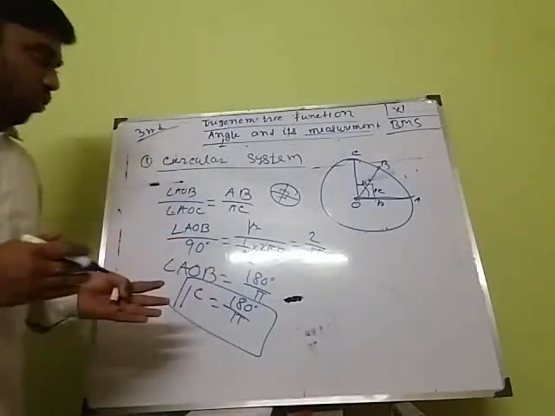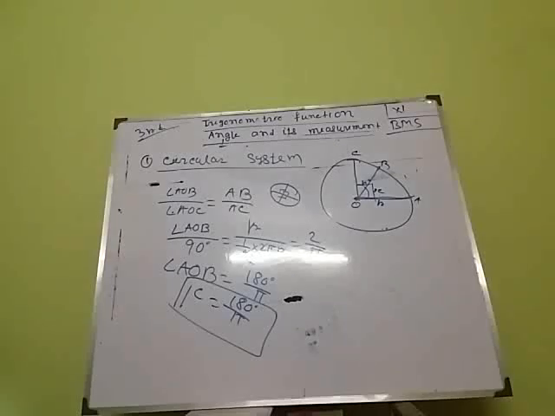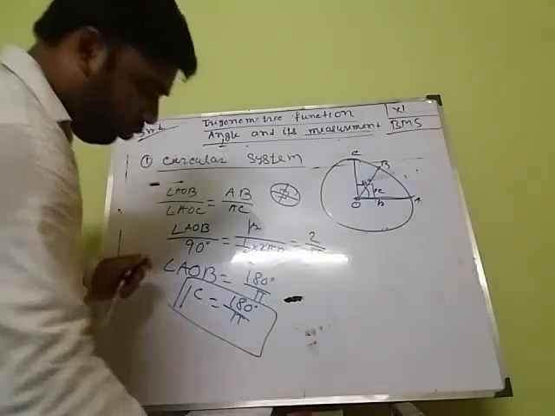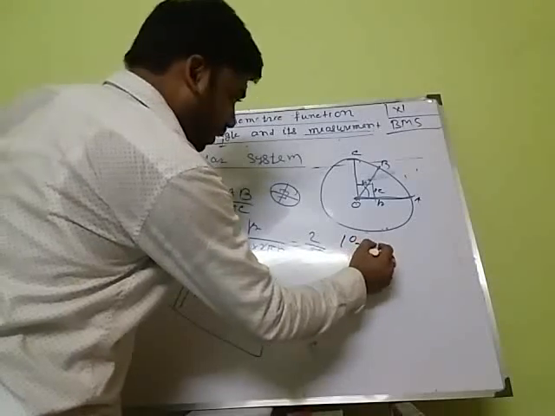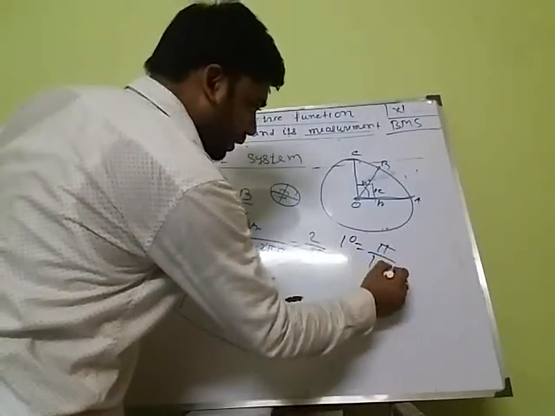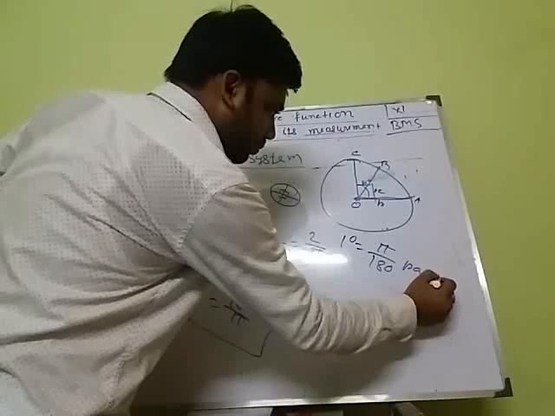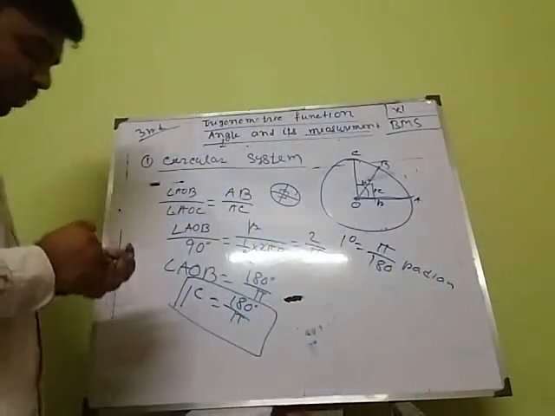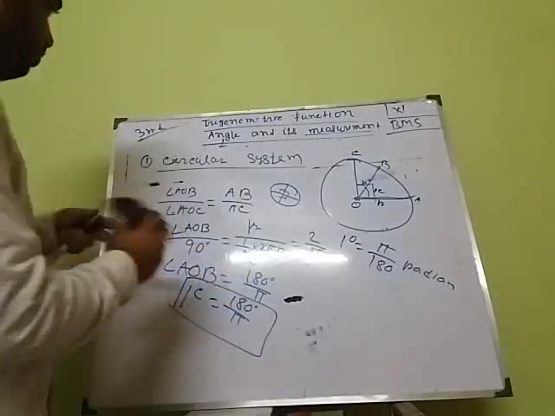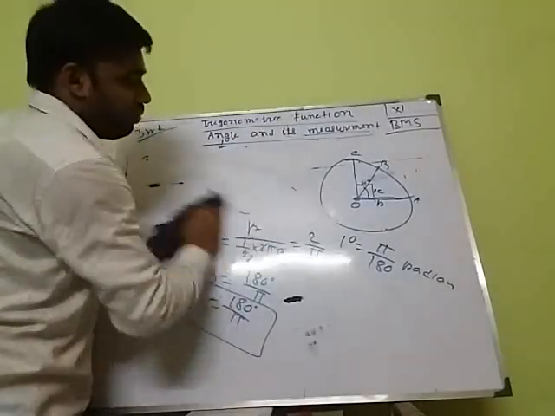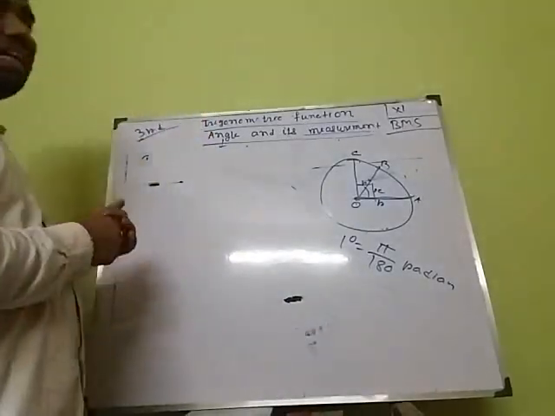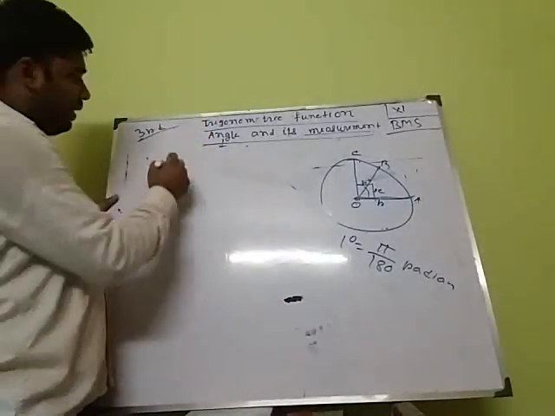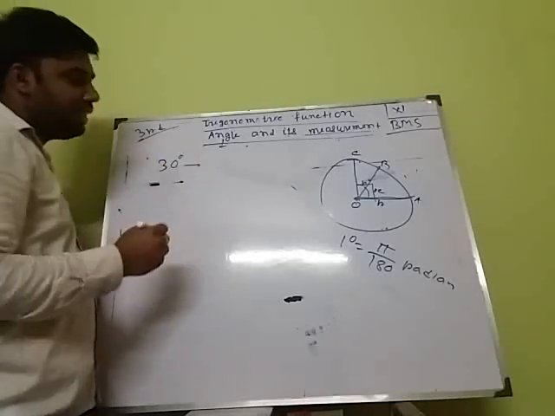Next, we have to learn. The relation is 1 radian equals 180 degrees by pi. That is, 1 degree equals pi by 180 radian. Now, in class 10, in the trigonometry portion, we have taken the standard angles 0 degree, 30 degrees. Now convert 30 degrees into radian.